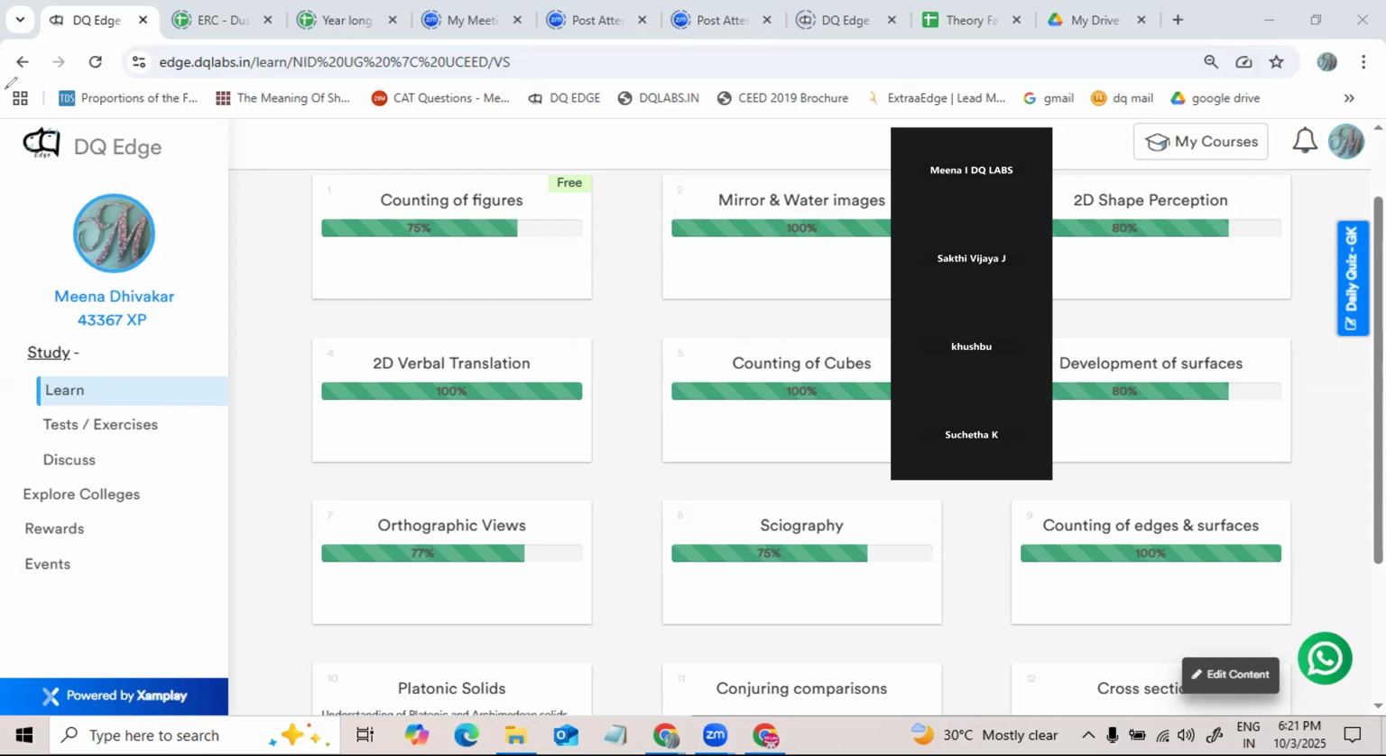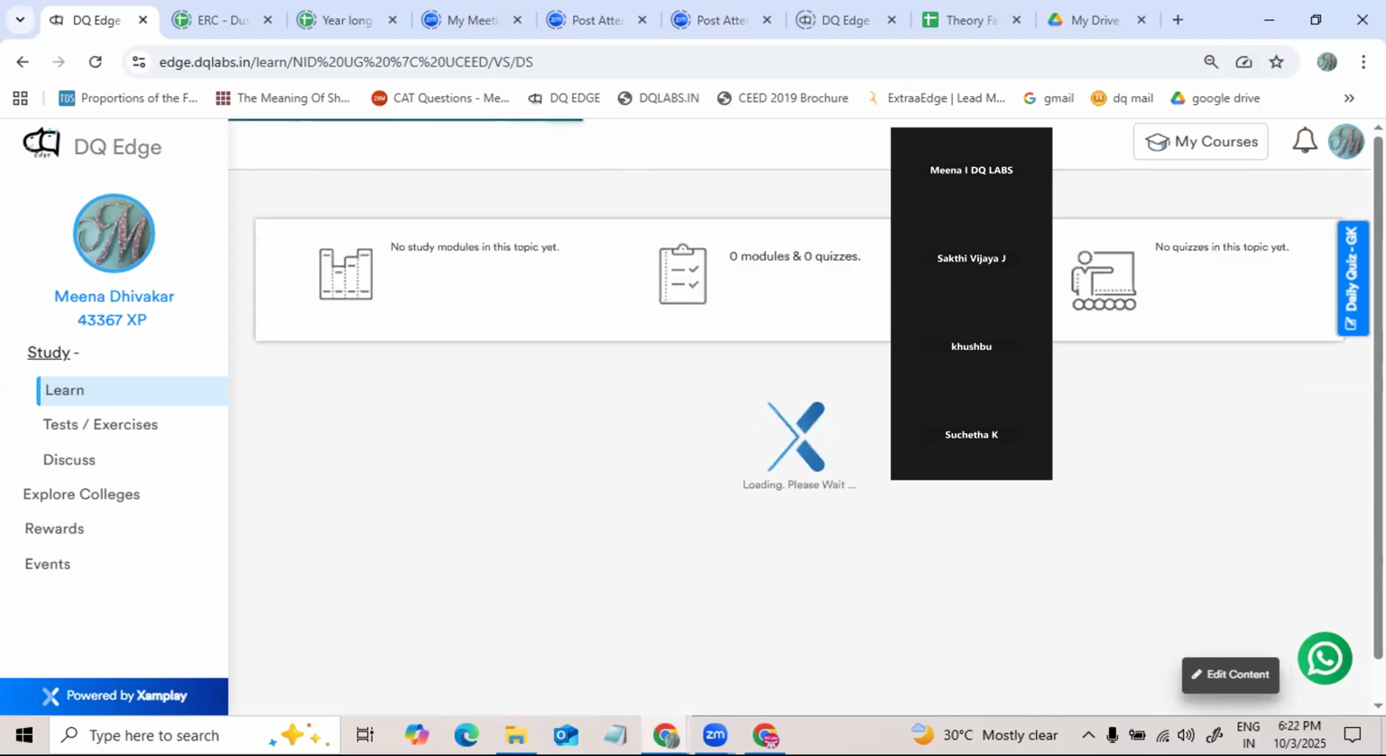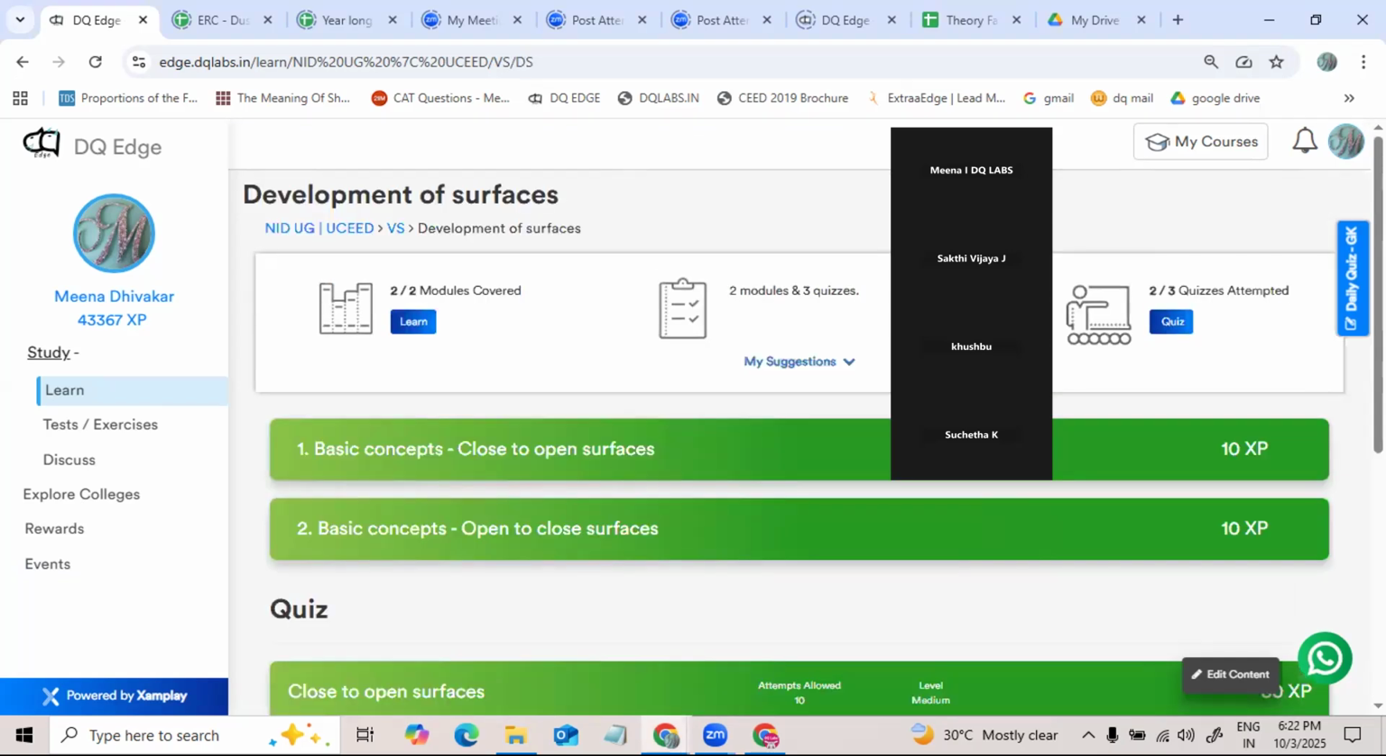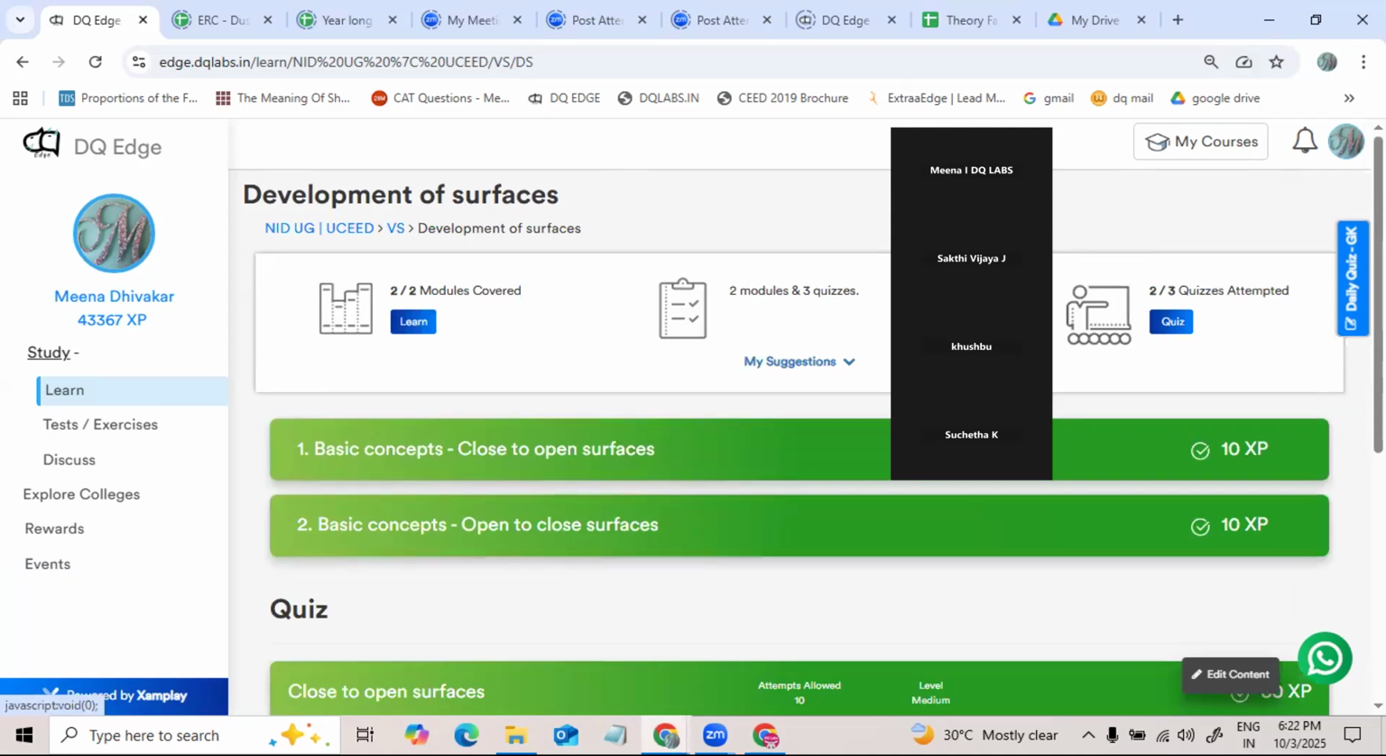So first, coming to the point, development of surfaces is very, very important. As I told you in the beginning, development of surfaces means there will be two types of questions. What are those two types? One is close to open, the other one is open to close. We need to know the differences between these two, what each is for, and how the questions are.